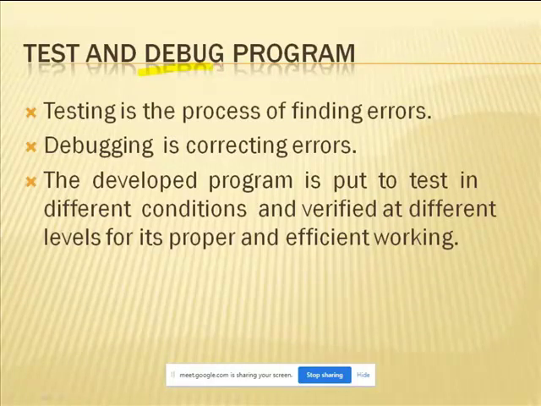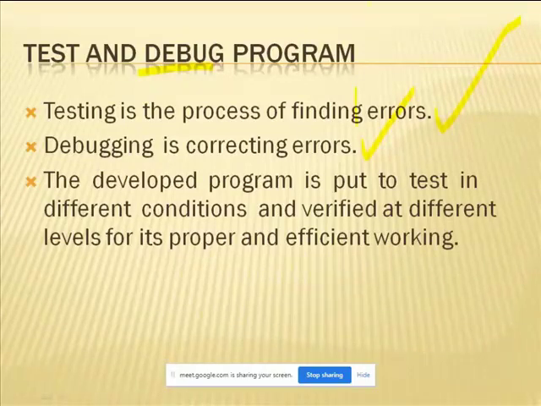Whatever the program you have written and whatever the task you have done, you have to verify whether any errors are there. If such errors are there, then you have to correct them. The process of correcting errors is called debugging. Testing is the process of finding errors, and debugging means correcting the errors. That is what you need to finally apply to your program: testing and debugging.